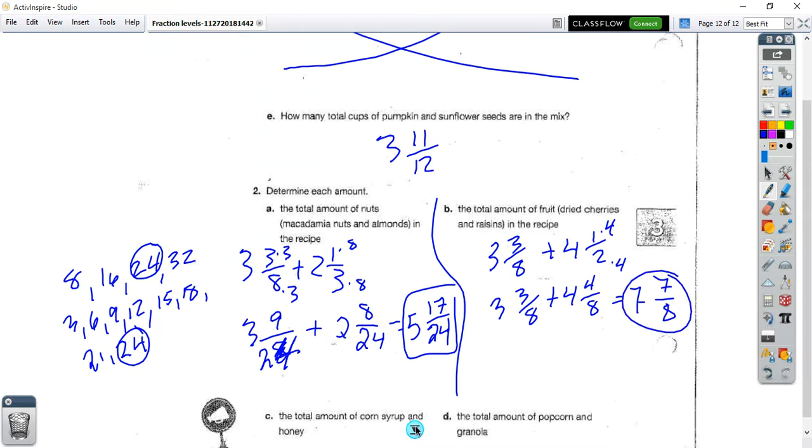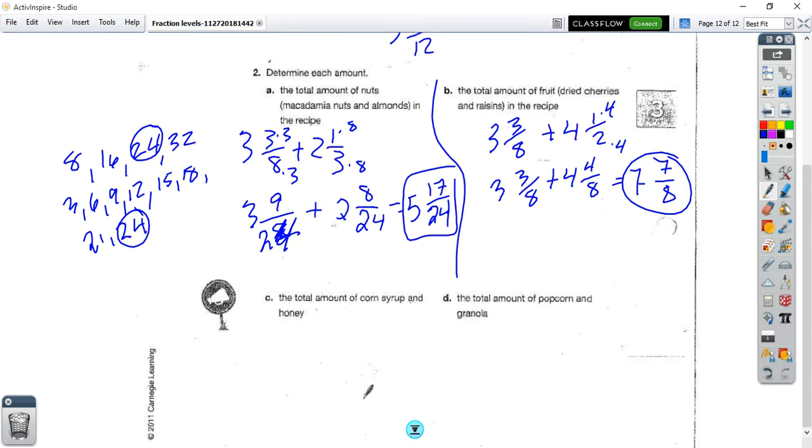Let's keep going down. And I'm not going to do C and D. You guys can do that on your own. You get the idea. We're just adding the fractions together to find our solution.